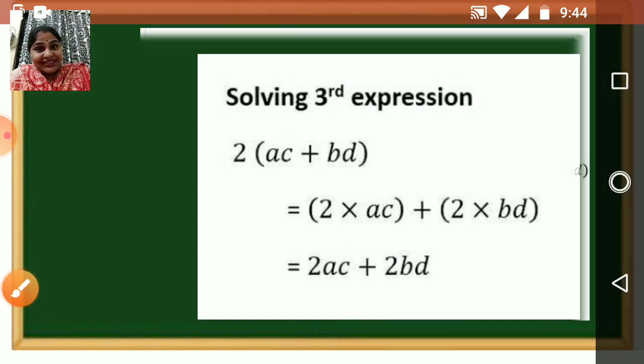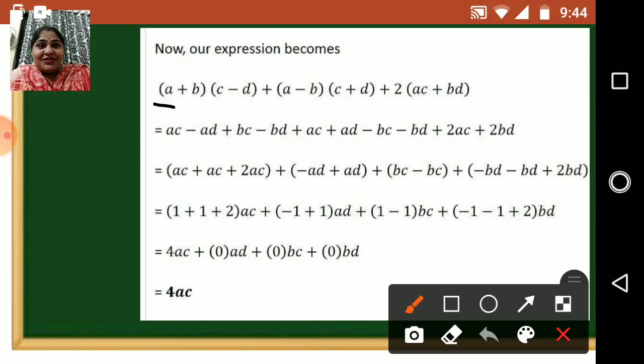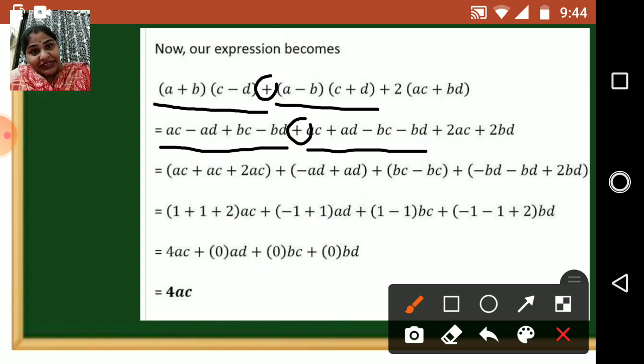Now the next step is combining all this and solving. So our expression was (a plus b) multiplied by (c minus d). When we solved it, we got ac minus ad plus bc minus bd. Next one was plus. So here again, there is a plus sign, so we are also adding it. It is (a minus b) multiplied by (c plus d). We have solved it and we got ac plus ad minus bc minus bd.